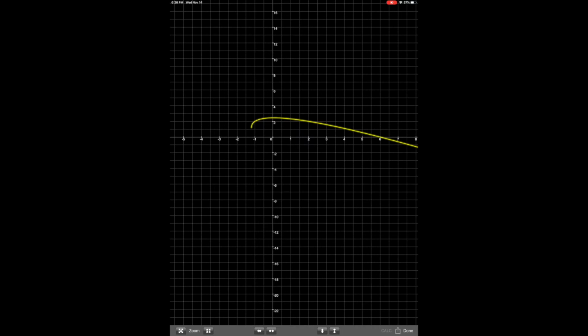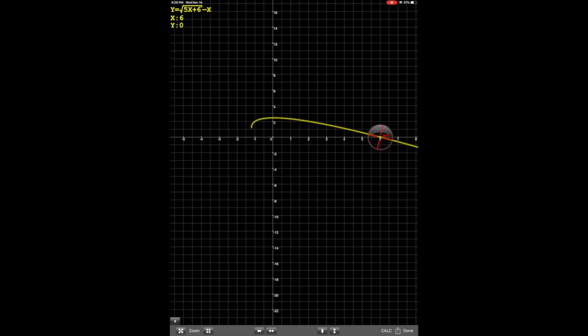You'll see it starts over here kind of near the point negative 1, 1, right? It's not exactly right there. That's just a rough estimate. But what we're concerned about is the x-intercept. So we followed over here, and you see that it intersects the x-axis at 6.